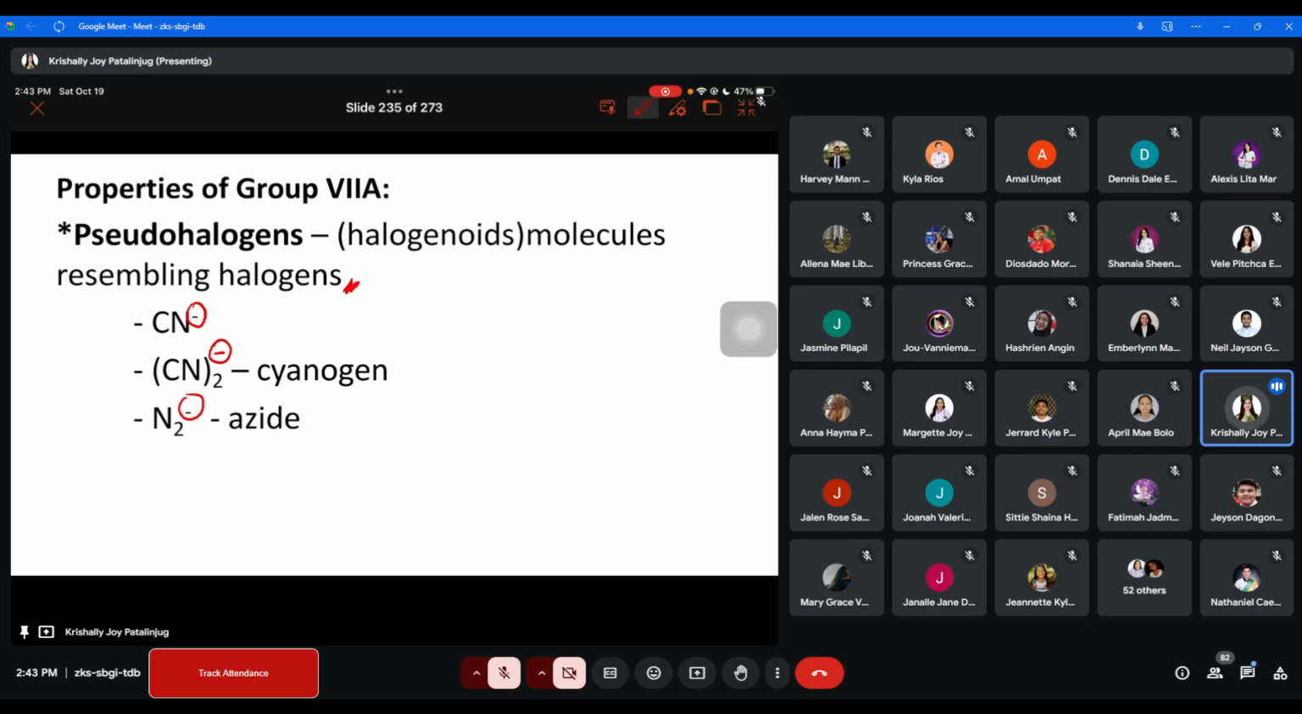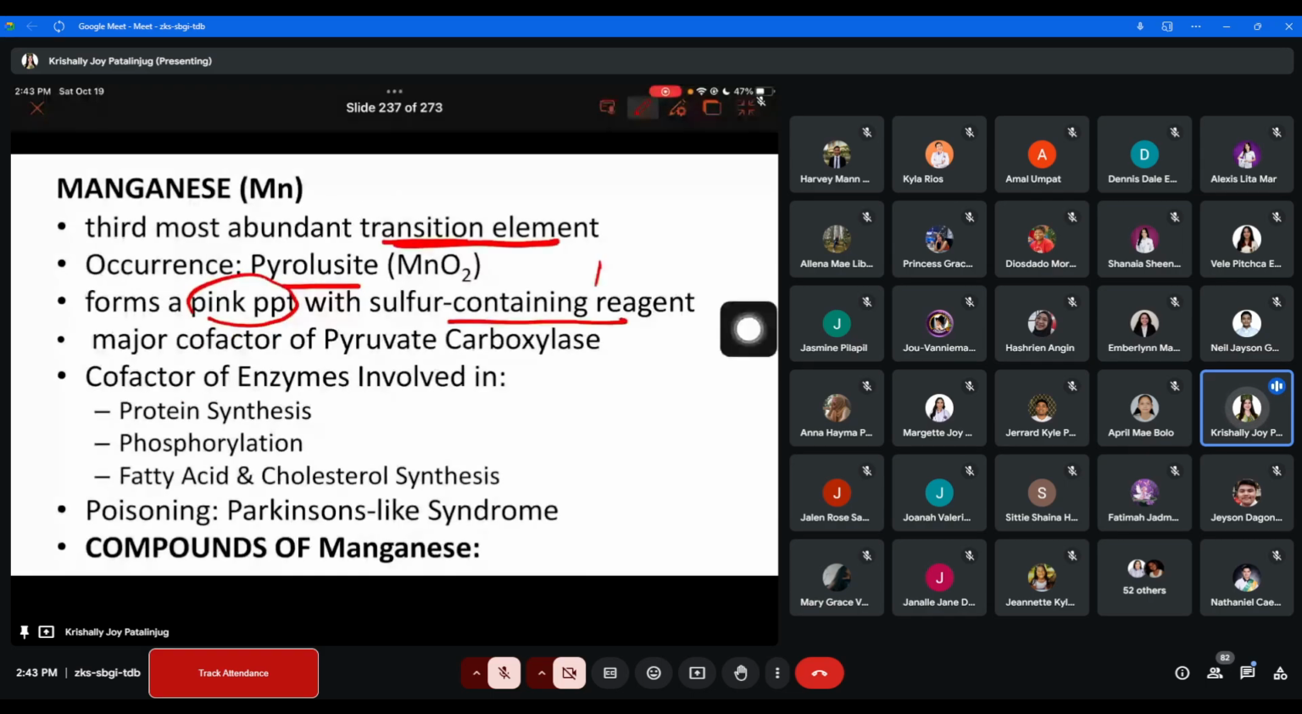Its natural occurrence in the environment is in pyrolusite, manganese dioxide na form. And it forms a salmon pink color, diba, with sulfur. Example, yung manganese sulfide. Pag reacted ang manganese with sulfur containing compounds, it is able to form salmon pink na precipitate. It's a major cofactor of the enzyme pyruvate carboxylase, and also a cofactor of those enzymes involved in the following processes: protein synthesis, phosphorylation, and even cholesterol and fatty acid synthesis.